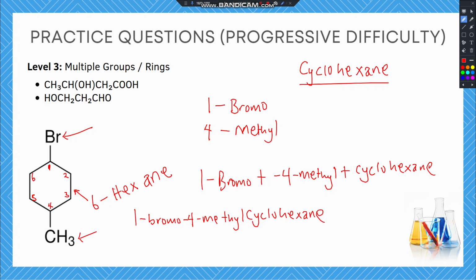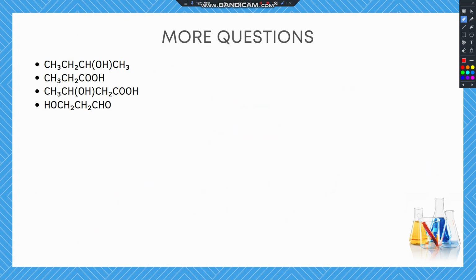I'm sure you're seeing how everything is being played out right here. All right, so next on our list we have a few more questions to solve, and then we'll proceed from there. First on our list we have this. We have CH3 bonded to CH2 bonded to CH, which has an OH functional group bonded to CH3. So we can name, I think we have already dealt with this, but let's go ahead and name it anyways.